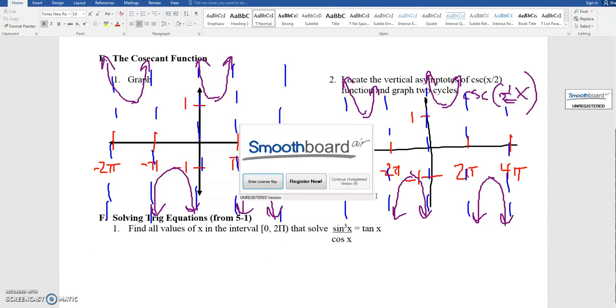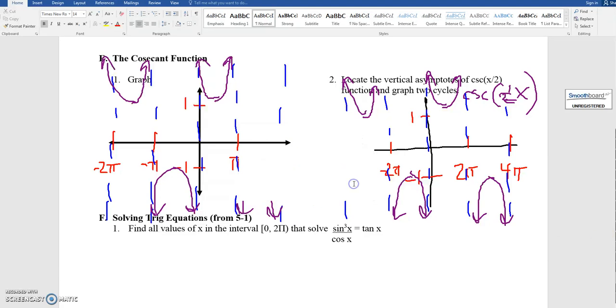I noticed that my nice little message popped up here just as I hit record again. But we would have, this would be up to -4 pi right there. Same graph that I had on the left side, just my x values have doubled. So instead of pi, I have 2 pi. Instead of 2 pi, I have 4 pi right there.